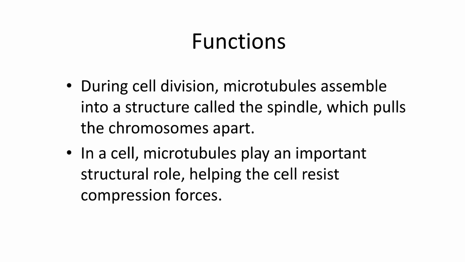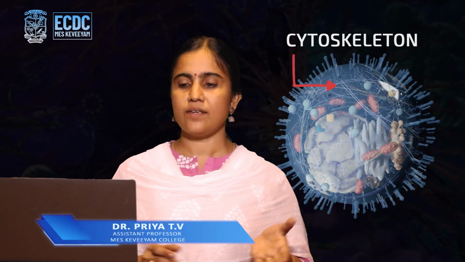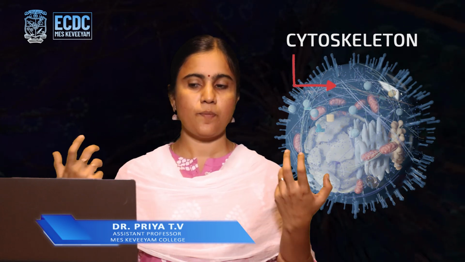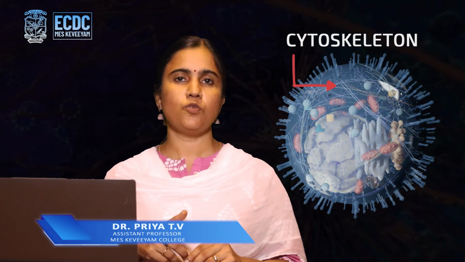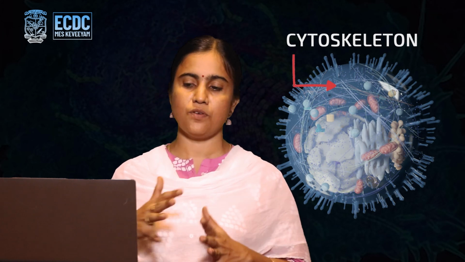The sliding movement of cilia and flagella is with the help of these microtubules. During cell division, microtubules assemble into a structure called the spindle, which pulls the chromosomes apart. In a cell, microtubules play an important role in helping the cell to resist compression forces.